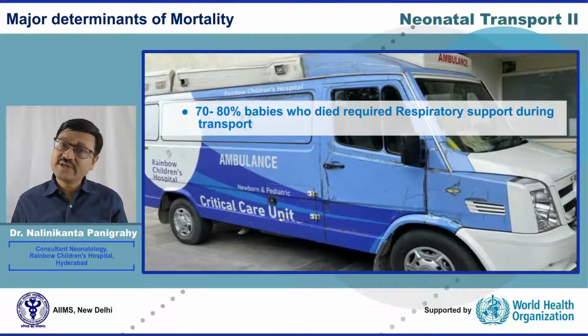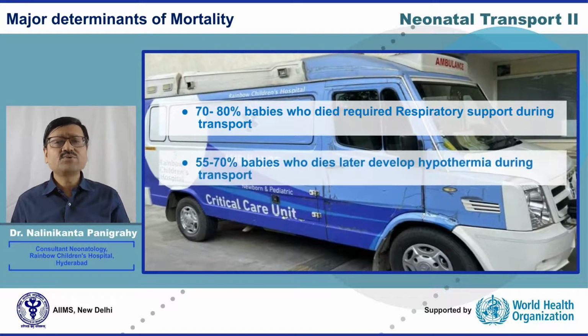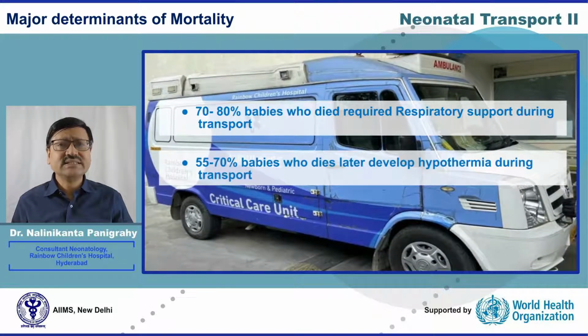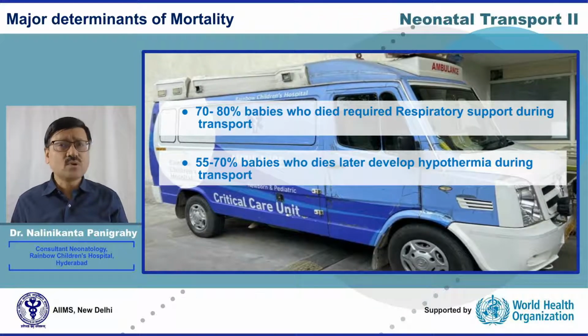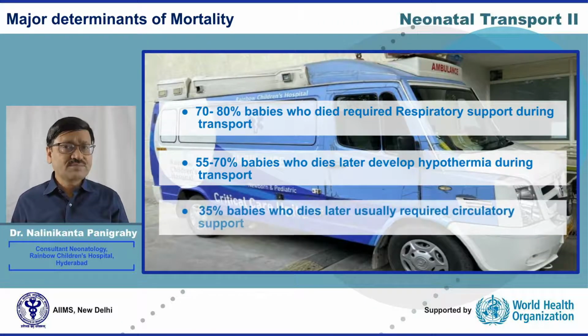Then we know the majority of babies who die during transport, after transport, they required respiratory support during transport. 70 to 80% of babies. 55 to 70% of babies who die later developed hypothermia during transport. So very, very key components to achieve this outcome. And 35% of babies who die later usually required circulatory support. So the major determinants of mortality during transport, all three things should be taken care of.